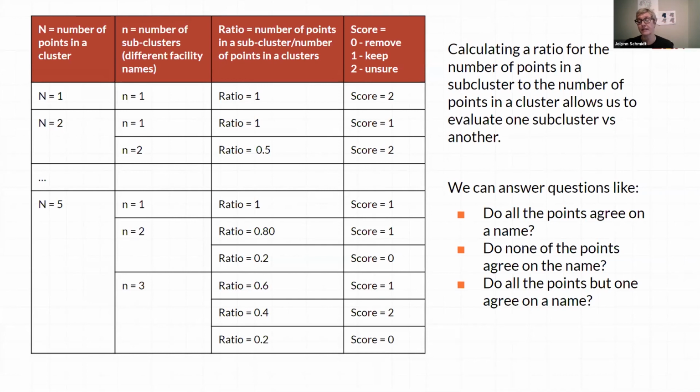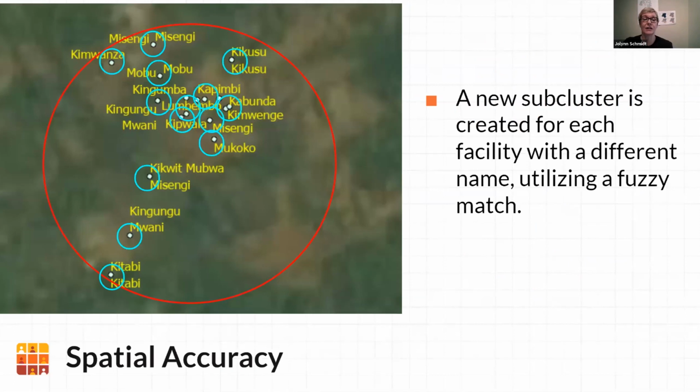The other ones I score as either feel good about or I'm unsure about. And so I'm answering questions with this by looking at, do all the points agree on a name? Do none of the points agree on a name? Or maybe do all but 1 point agree on a name? So here is the example where I have one large cluster with a whole bunch of subclusters. Again, this would have a very low score and I would choose to ignore these points.